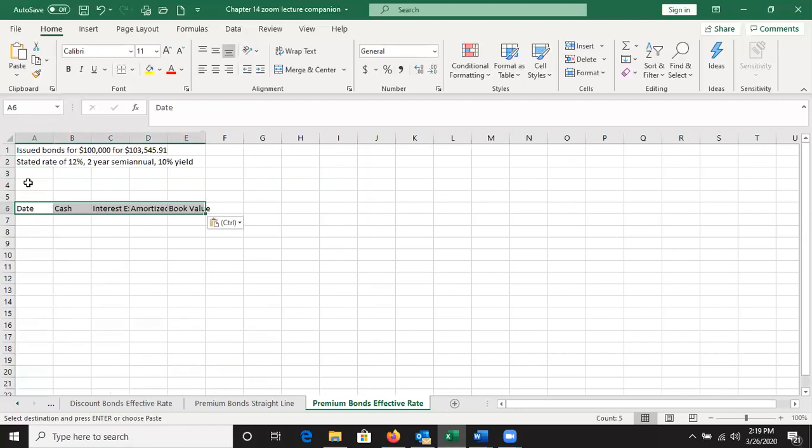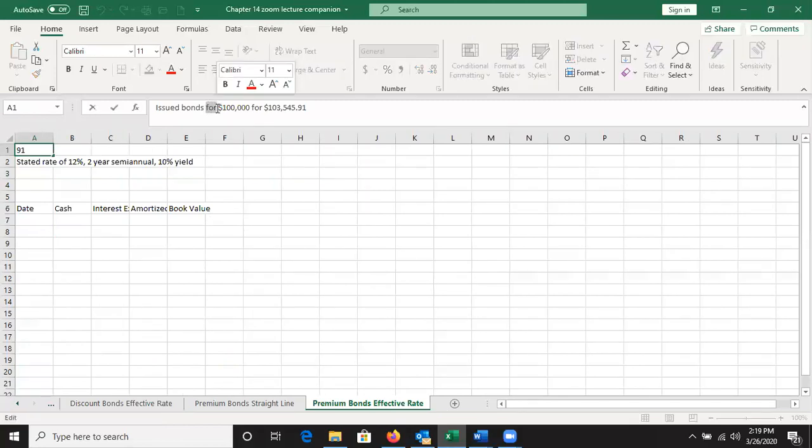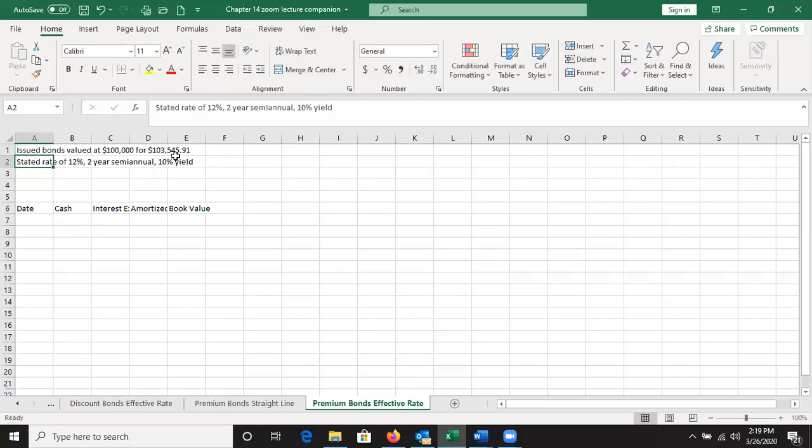So we're dealing with the same bond. Issued bonds valued at $100,000 for $103,545.91. They have a stated rate of 12%. They're 2-year bonds paying interest semi-annually with a 10% yield. So the market rate is 10%.